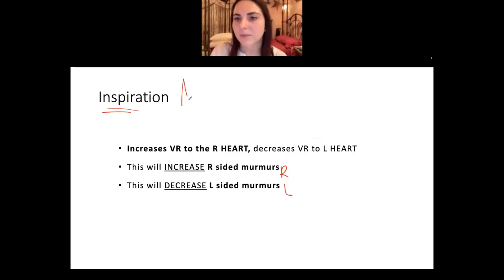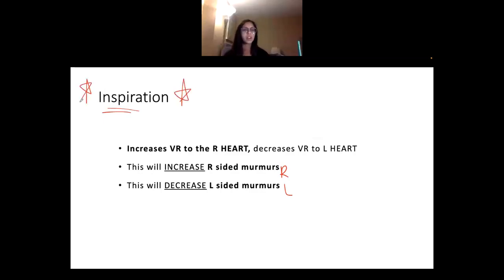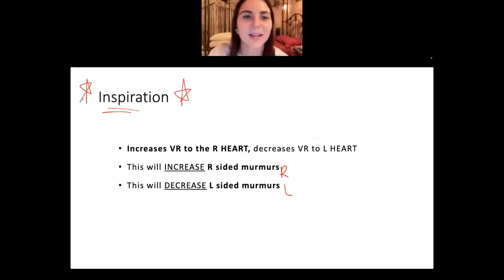Like, why does inspiration lead to that though? Why does inspiration cause more blood on the right side of the heart? I don't think that this is a real one, but this is pretty much the only maneuver that they can use in a vignette to talk about a right-sided murmur.